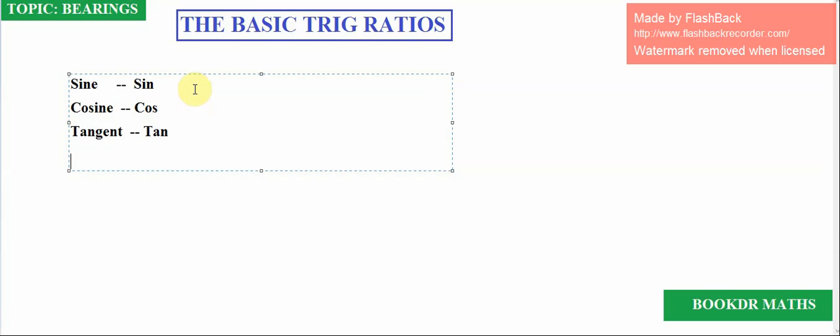Cosine, also pronounced as cos. The short form is cos. Then the tangent, the short form is tan. These are the basic trig ratios.